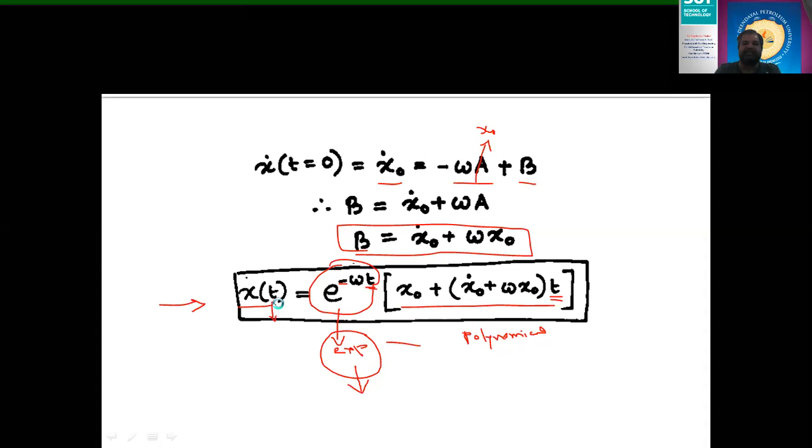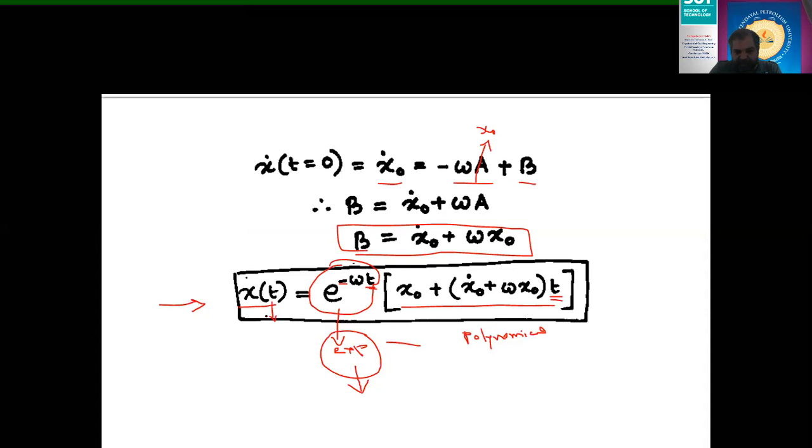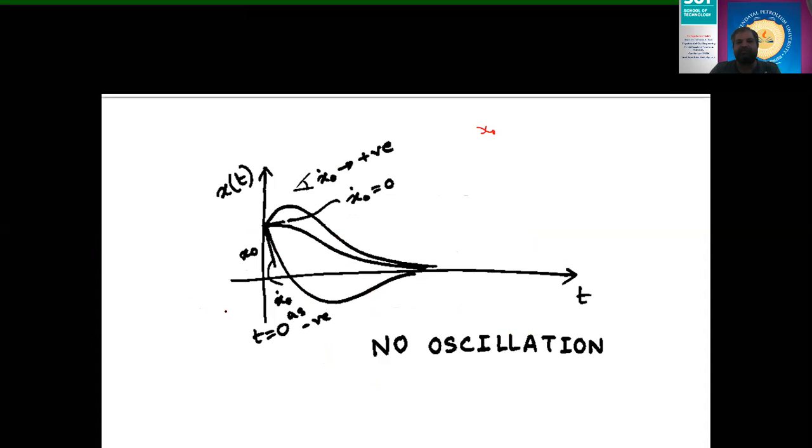So if you see this equation and put various values of t here, like t equal to 0, 0.5, 1, 1.5 and so on, then you can get the value of x of t versus various values of t. So I'm plotting x of t versus t and trying to draw the response. The response will be this. It will start from some value of x0. So this is my value of x0.